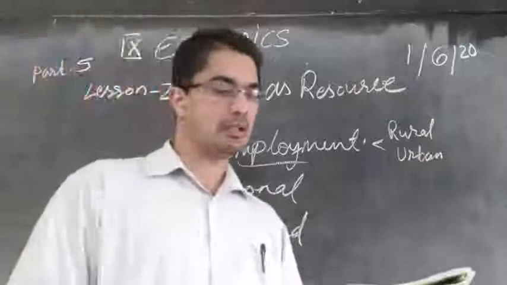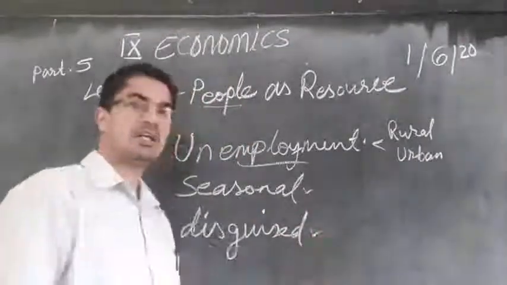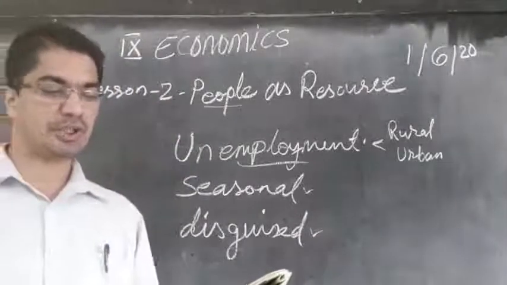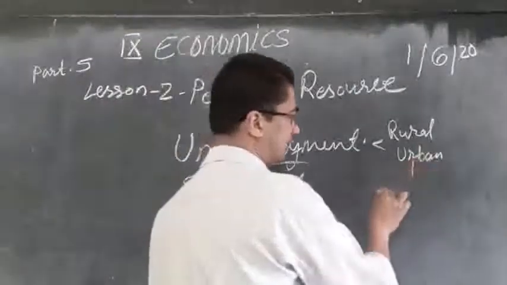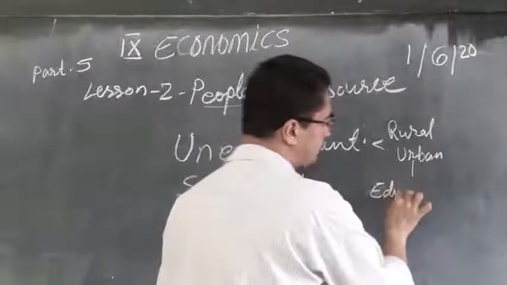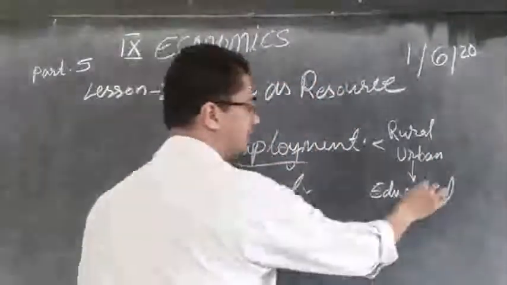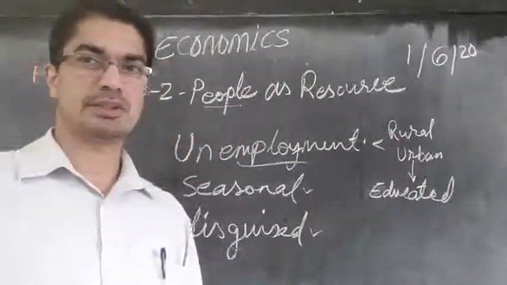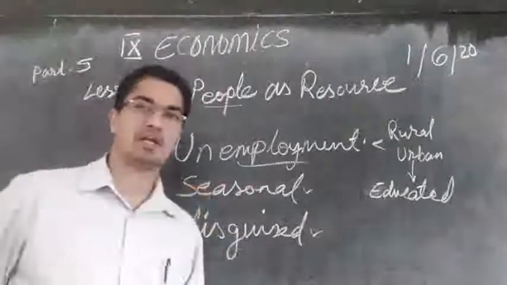And there is seasonal and disguised unemployment. And urban areas have mostly educated unemployment. So in the urban areas we will find another type of unemployment, that is educated. We find educated unemployment. That means they are educated but they are not able to find a job. So let us see in detail what is the meaning of seasonal unemployment.